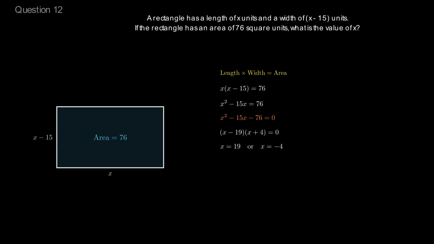However, from a geometric standpoint, a length cannot be negative. Therefore, we reject x equals negative 4 because physical dimensions must be positive. This leaves us with our only valid solution, x equals 19. Looking at our given choices, this matches option B perfectly.